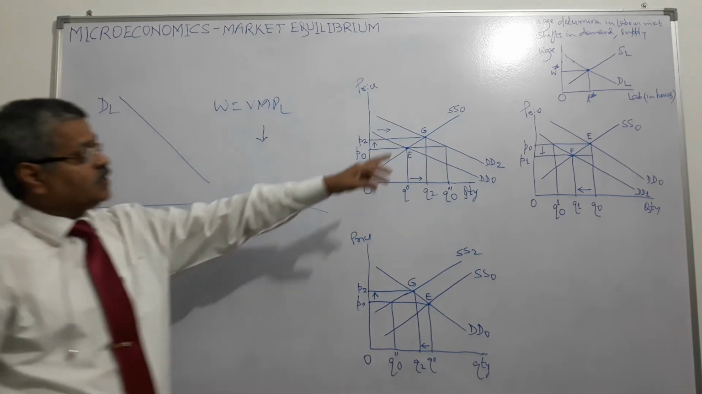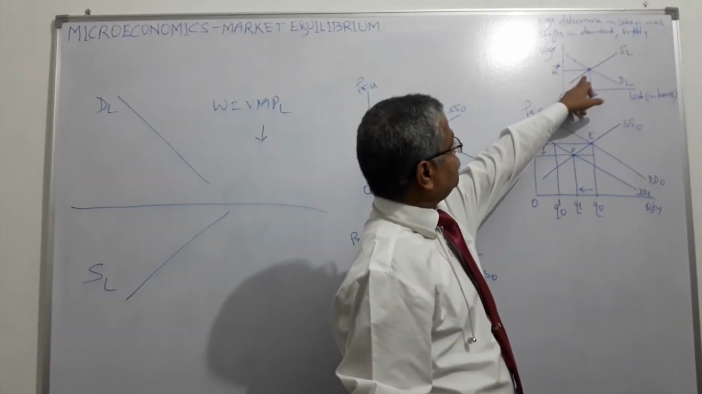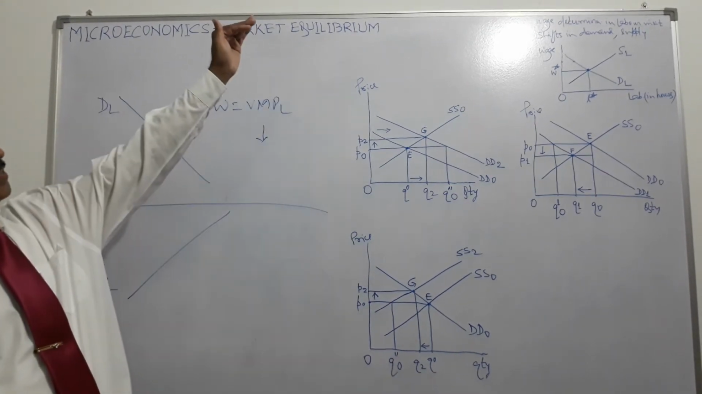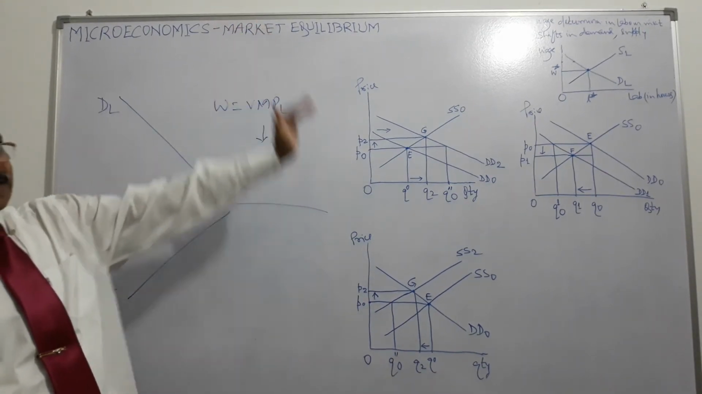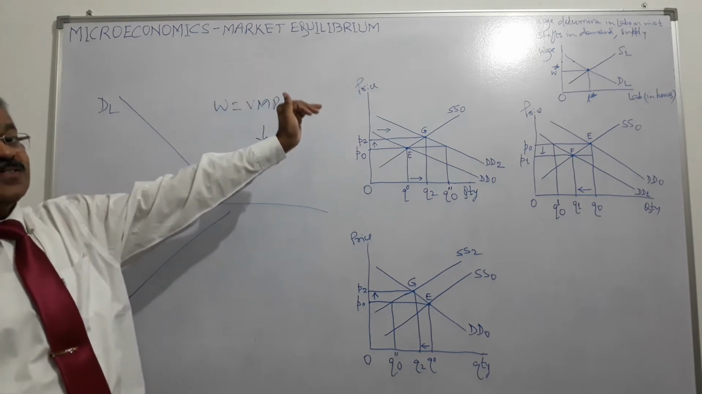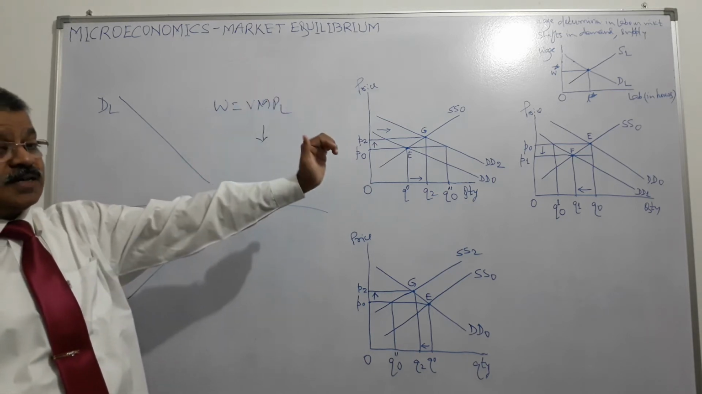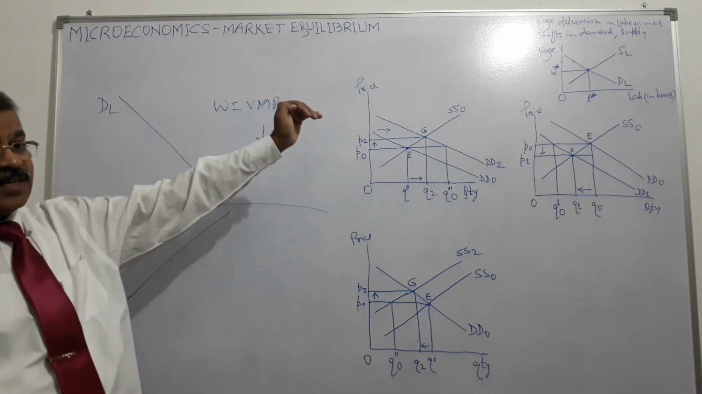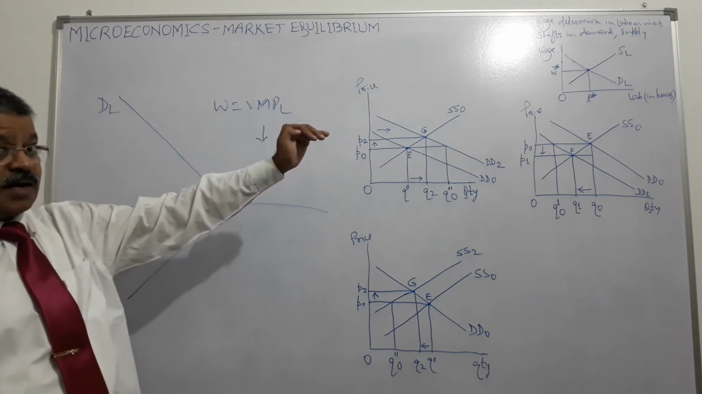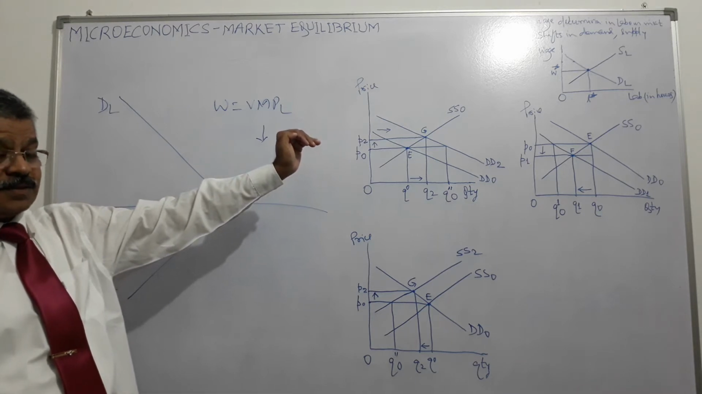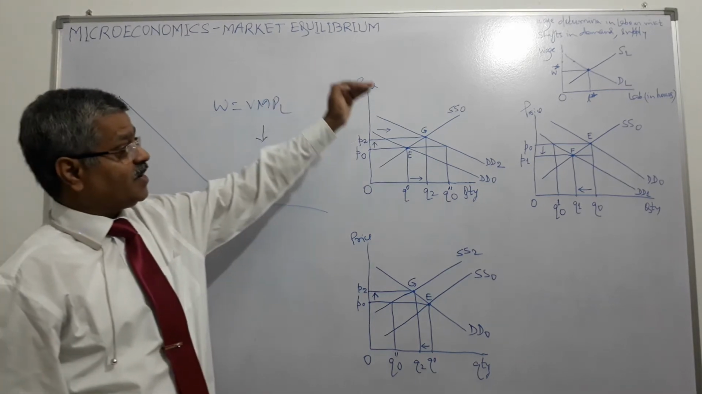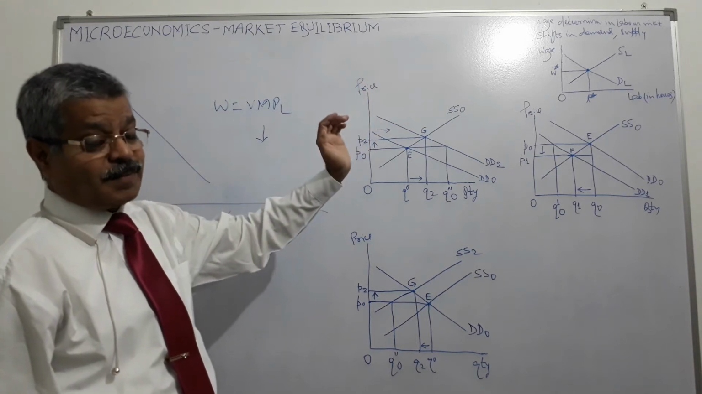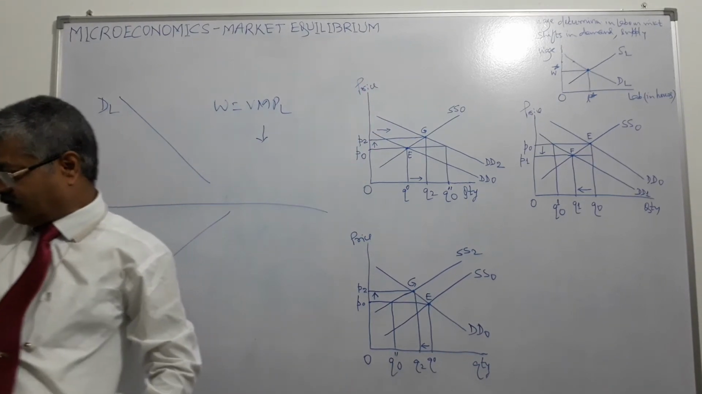So wage is determined at the cross section of supply of labor and demand for labor. When the wage rate is high, supply is more, demand is less. When the wage rate is low, then demand is less. Yes? No. When the wage rate is low, demand for labor is more, supply is less. Right?